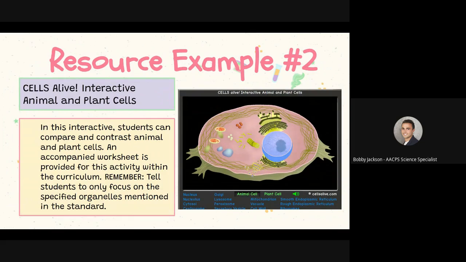Another resource to teach the standard is the interactive model through the website called Cells Alive. In this interactive, students can compare and contrast animal and plant cells. An accompanying worksheet is also provided for this activity within the curriculum. Remember, as students explore this activity, make sure you emphasize that they should only focus on those specified organelles mentioned in the standard: the nucleus, chloroplasts, mitochondria, cell membrane, and for the plant cell, the cell wall.